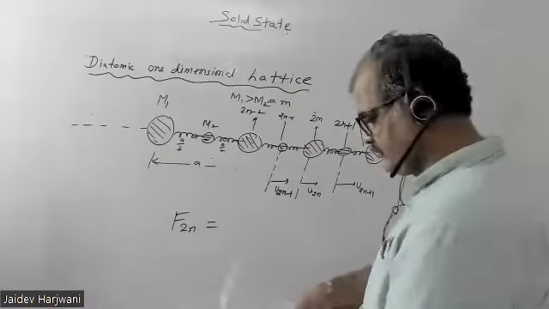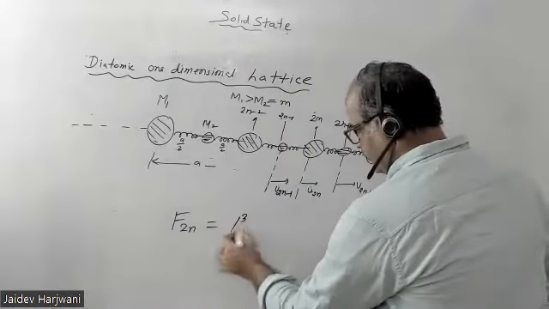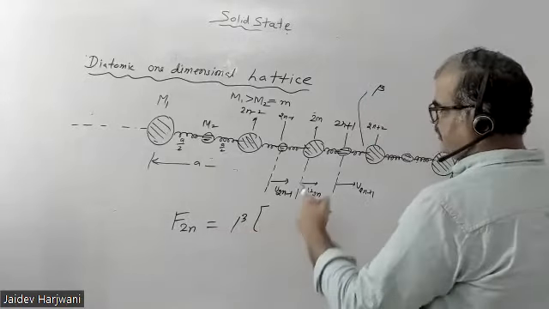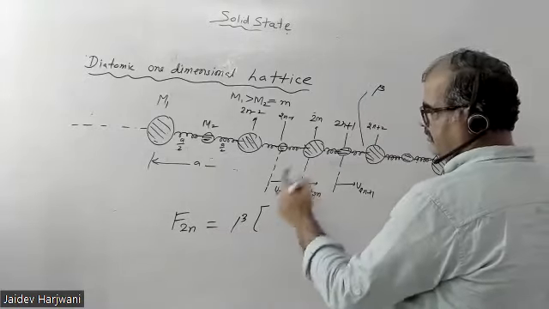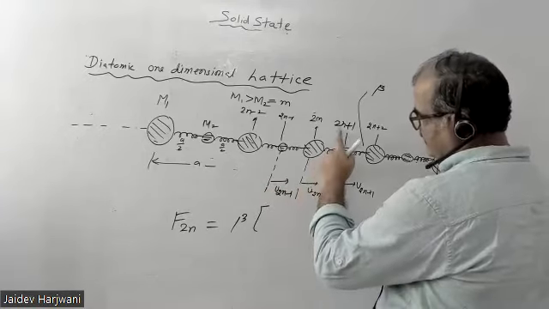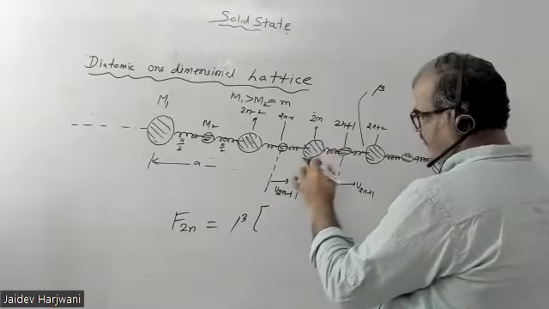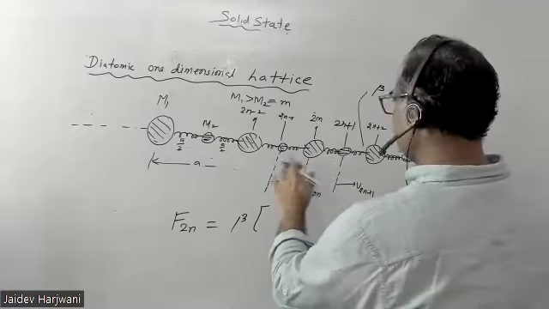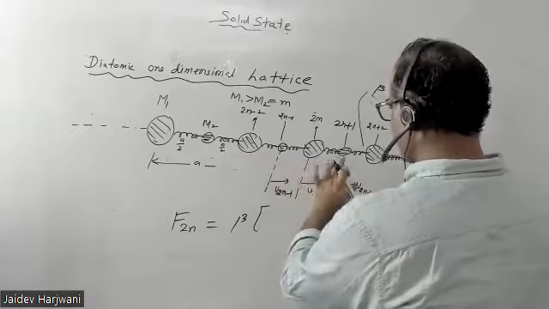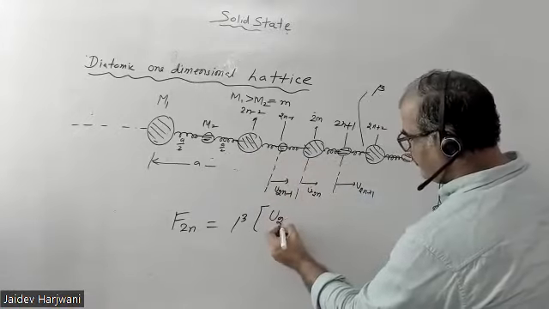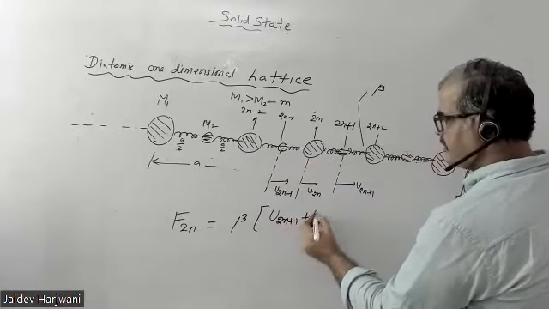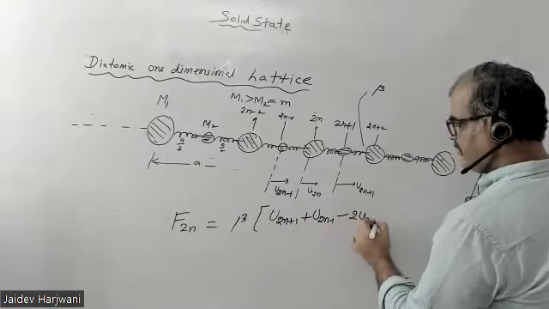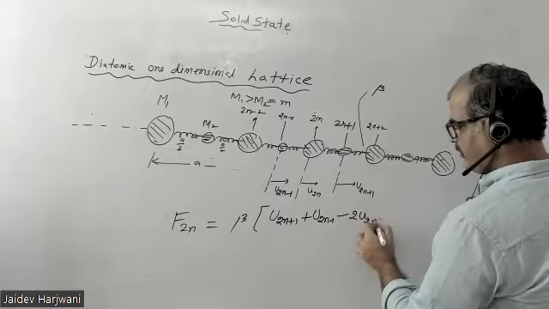Beta U2n plus 1, U2n minus 1 minus beta, then into U2n minus 1. No, 2n plus 1. Yes, U2n. If I want to calculate the force, I will take these neighboring atoms. This is this neighboring atom, this one neighboring this one. So U2n plus 1 plus U2n minus 1 minus 2U2n, isn't it? Yes, sir.